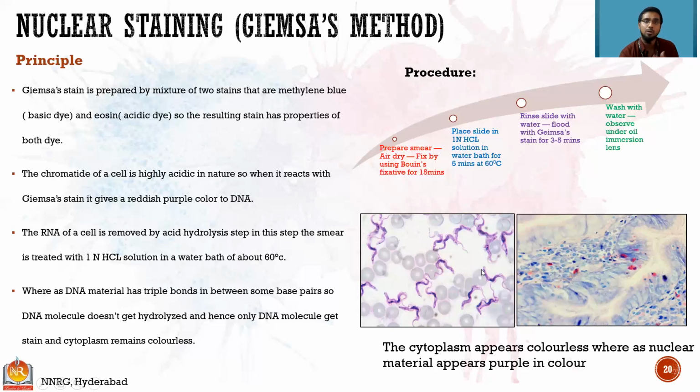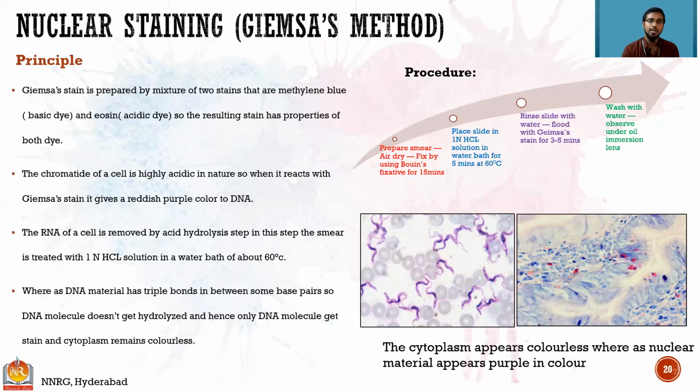How does the microscopic picture look? You can see here the bluish color is the genetic material. It can be DNA, okay? And the cytoplasm appears colorless and the nuclear material appears purple in color. In this, you can see the purple color, which is genetic material, and these are other organelles. And in this case, you can see the bluish color, whatever is there, that is the genetic material, and the rest of the part is cytoplasm.